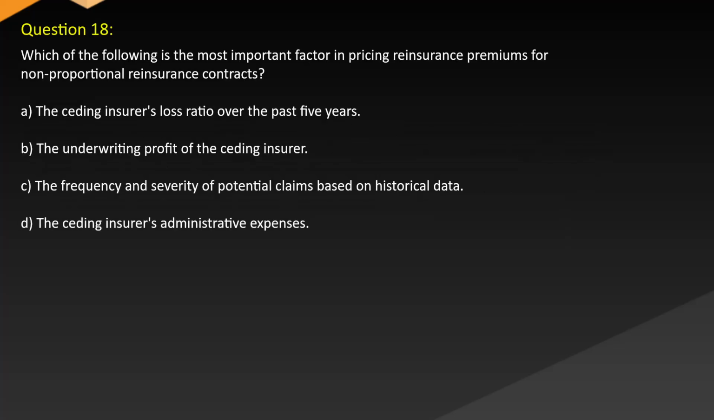Question 18. Which of the following is the most important factor in pricing reinsurance premiums for non-proportional reinsurance contracts? A. The ceding insurer's loss ratio over the past 5 years. B. The underwriting profit of the ceding insurer. C. The frequency and severity of potential claims based on historical data. D. The ceding insurer's administrative expenses.